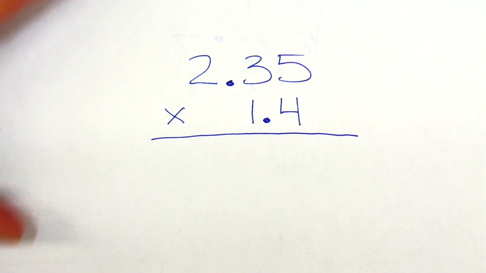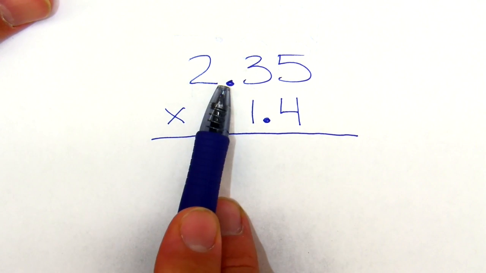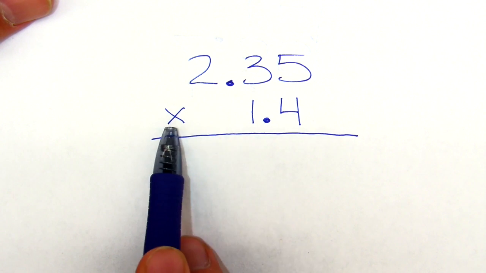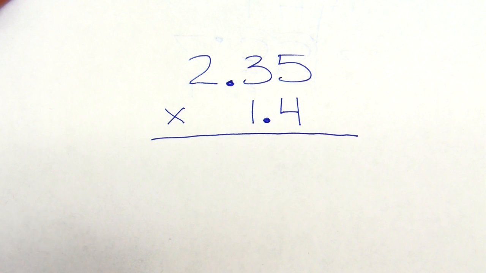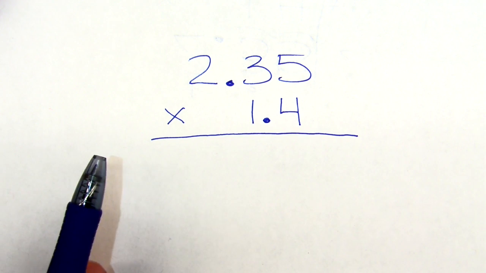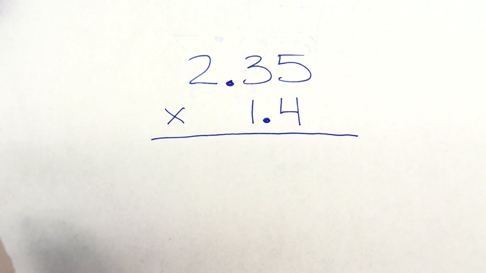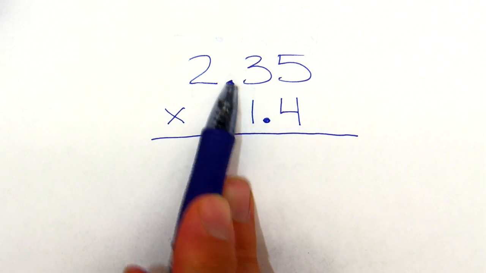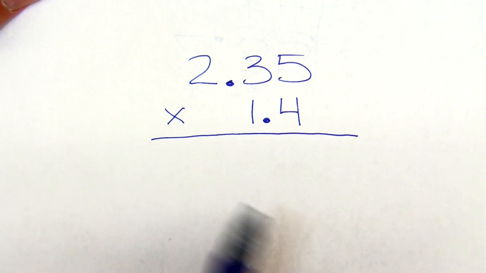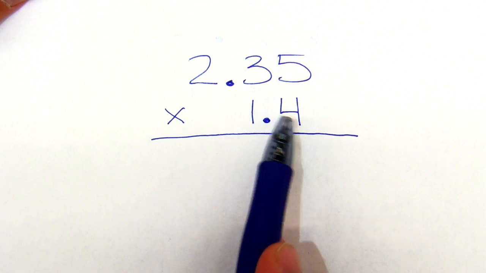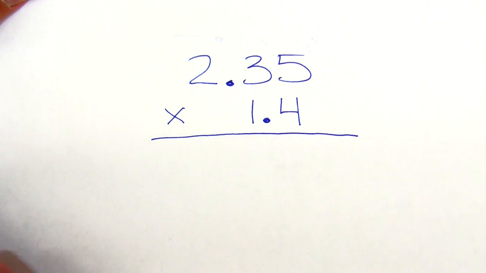All right, in this video, we're gonna take a look at how to multiply two decimals. So we see in this problem, we have 2 and 35 hundredths times 1 and 4 tenths, right? So the first thing we wanna look at is when we're setting up a multiplication problem where we're multiplying two decimals, we don't line up the decimals like we did for adding and subtracting. Basically what we do is we just line up the digits just like we normally would.